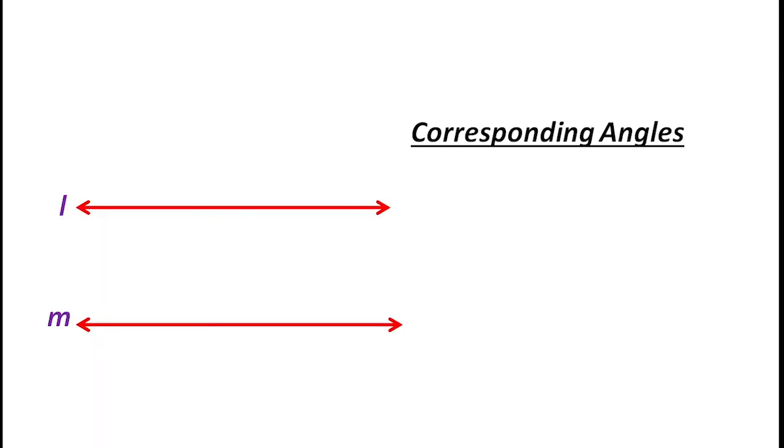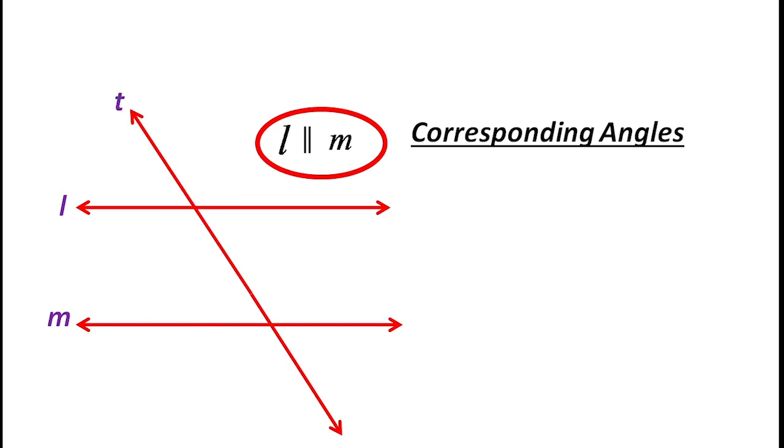Here I am going to explain corresponding angles. L and M are two parallel lines. T is the transversal. Here also 8 angles are formed. I did not mark those angles. Here I am marking the corresponding angles pair by pair.